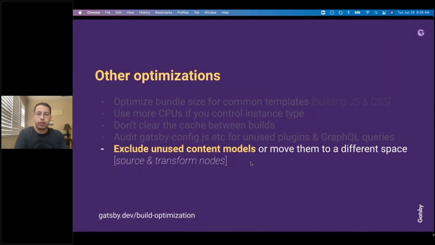Okay, excluding unused content models or moving them to a different space. Sometimes your particular content space in, let's say, Contentful is used for content that's for some different purpose than your Gatsby site. Well, the way that we pull in content, we're sourcing all the content in a particular space, for example, if you're using Contentful. So if you move the content that's not being used for your Gatsby site to a different space, you can save some of the time on source and transform nodes. Now, every source plugin handles this a little bit differently.